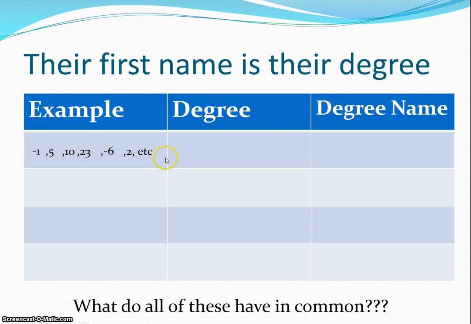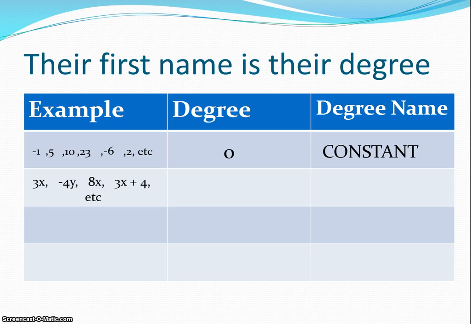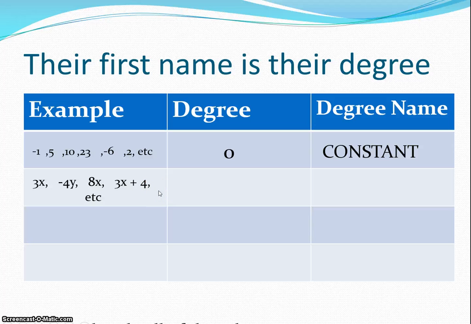Well, they don't have an exponent, so their degree would be 0. So we call this a constant. When we look at these examples, again, what do they have in common? Well, look at their exponents. The highest exponent of each one is 1, so these are linear.